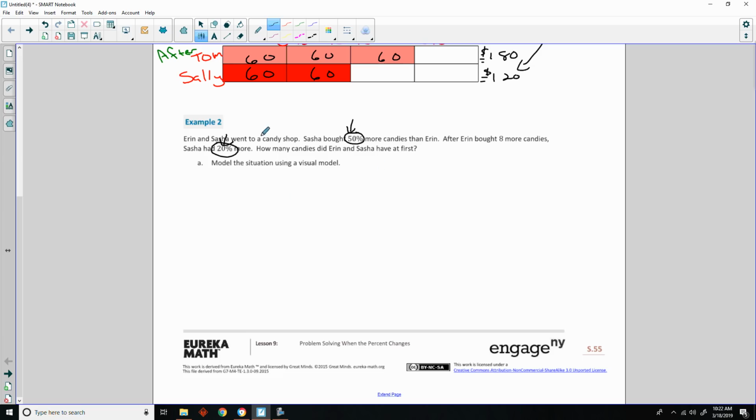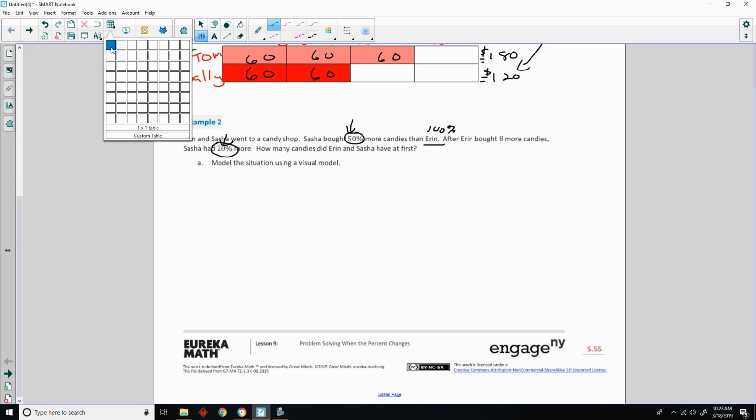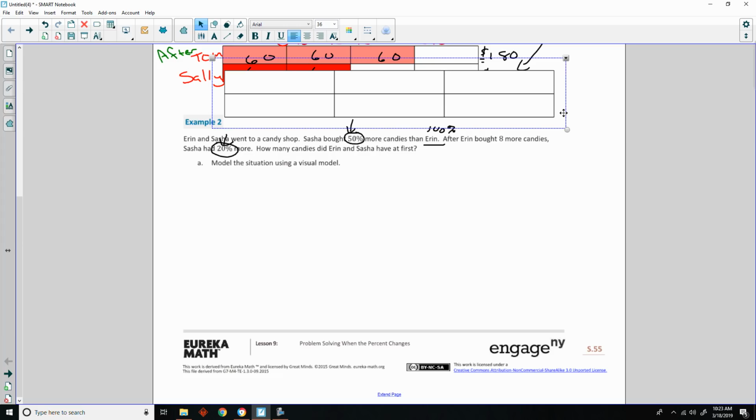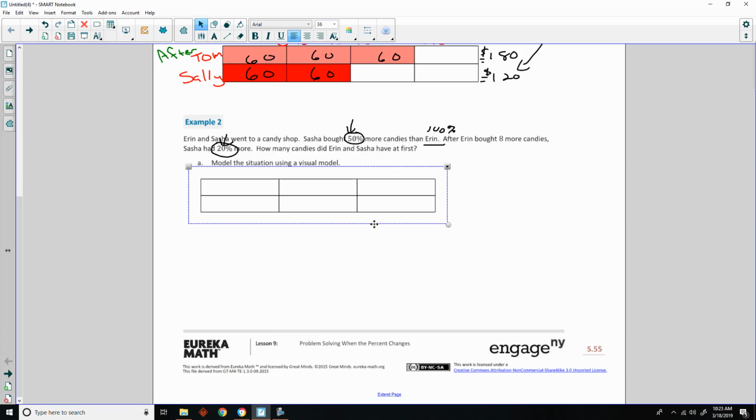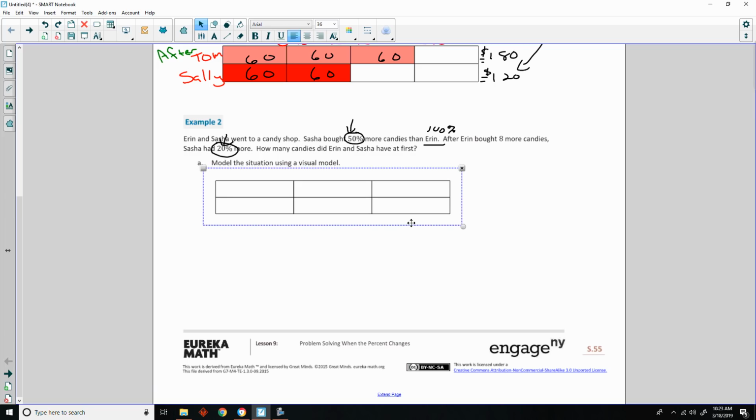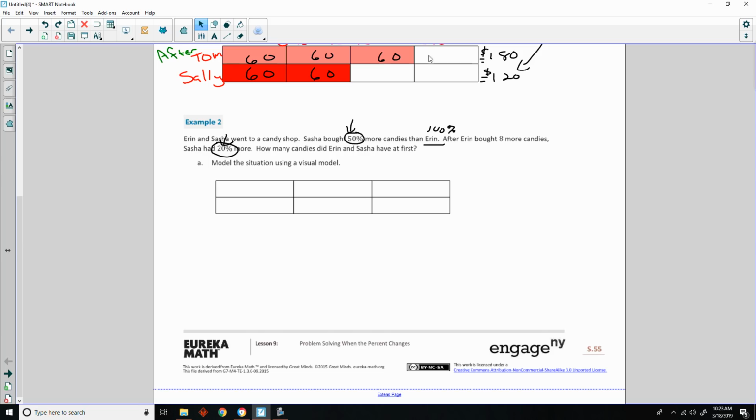So Erin and Sasha went to the candy shop. She bought 50% more, so we want Erin to be 100%. So 50% more than that's 150. And if I do 50% increments, then I'm going to have a table. Now, Sasha and Erin, 2 people. And if I do 50% increments, so I need 50, 100, and 150, that's only 3. So if I make a table of 3s like this, let me put it right there.